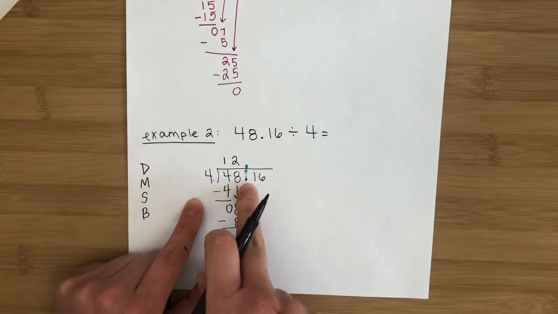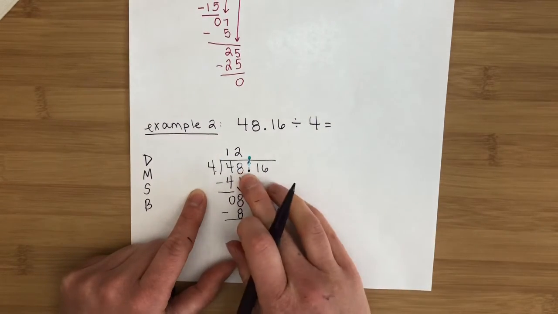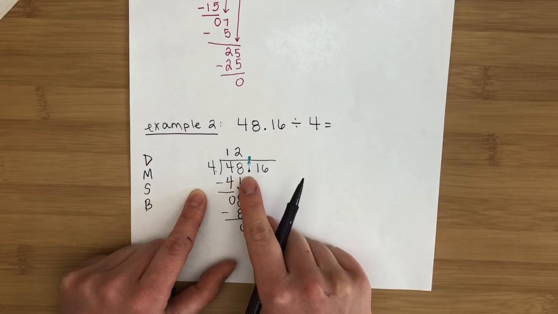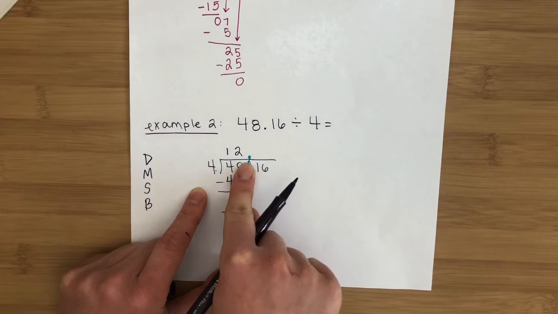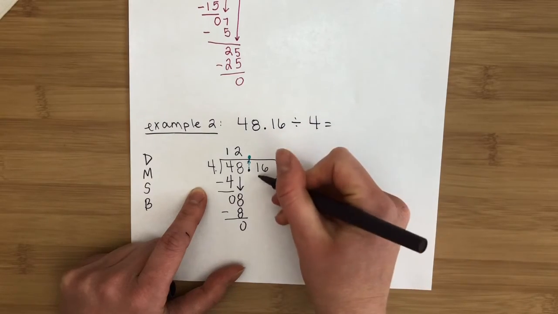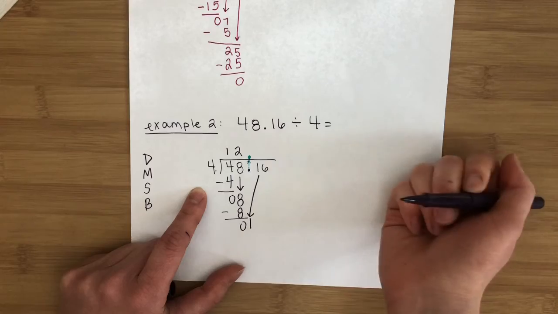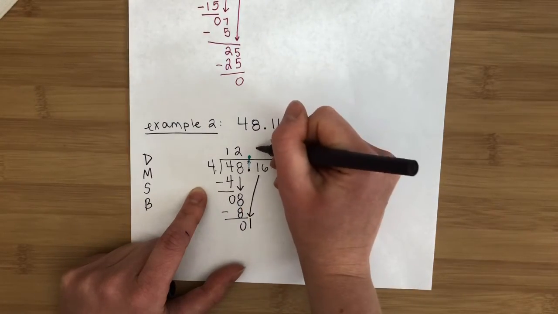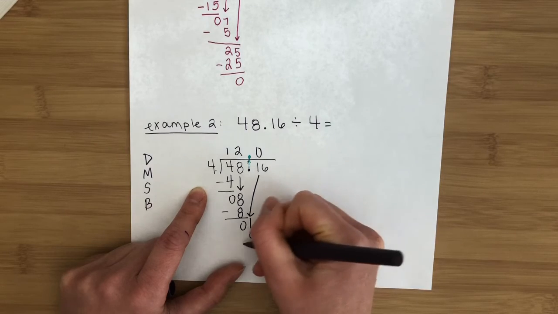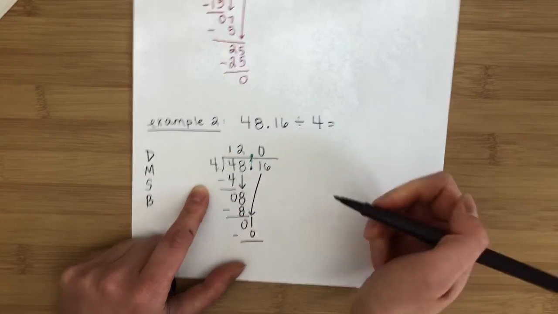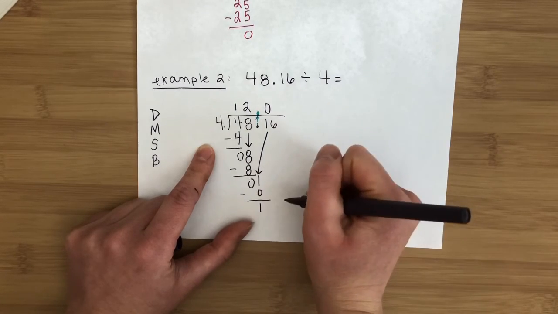Remember, we are pretending that this is not here now. The decimal can only go up. You can think about it as maybe a helium balloon or a hot air balloon. The decimal is going to go up, but it's not going to come down. We're going to bring the 1 down. Can 4 go into 1? It cannot, so it goes into 1 0 times. 4 times 0 is 0. We subtract. We are going to get 1. 1 minus 0 is 1.